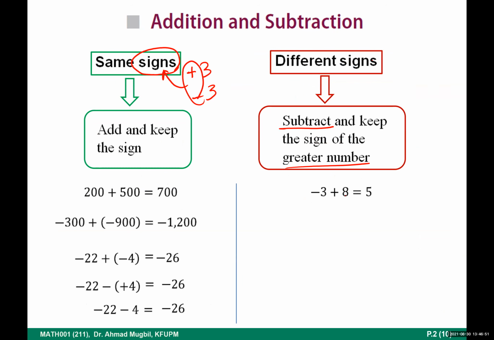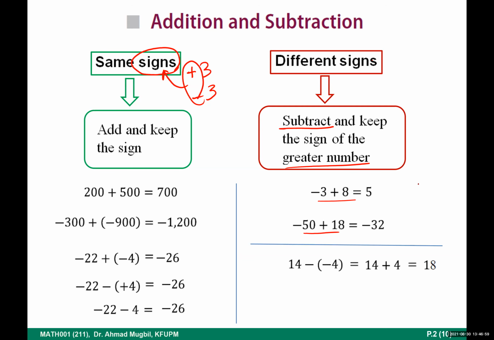It is so easy. Negative 3 plus 8 is 5. Negative 50 plus 18 is negative 32. Here we just take the difference because of the different signs. When you subtract a negative number, like here, 14 minus negative 4, indeed here you have a multiplication. Negative times negative is positive, and you have 14 plus 4 equals 18.